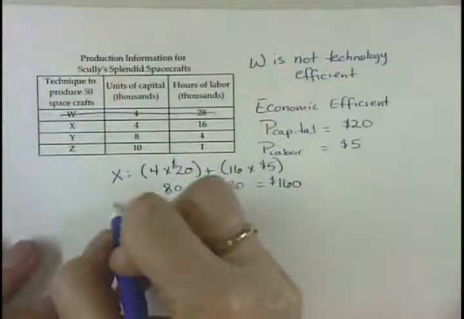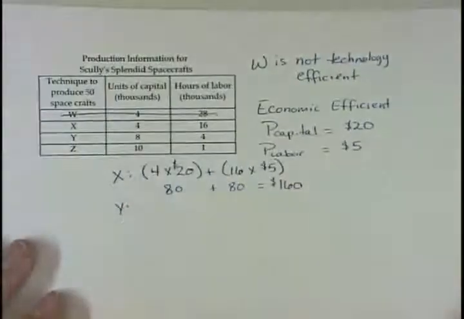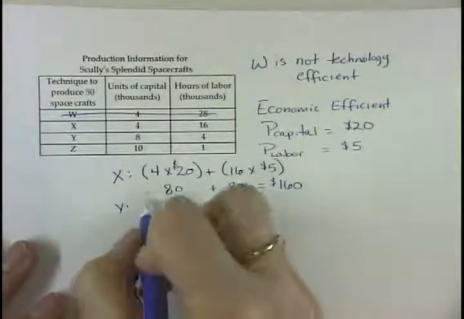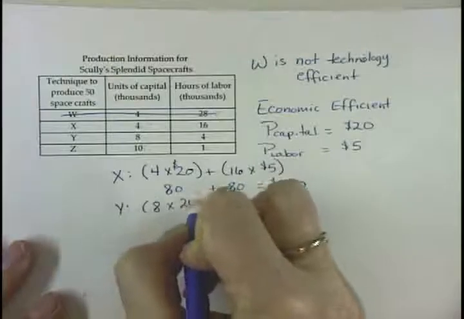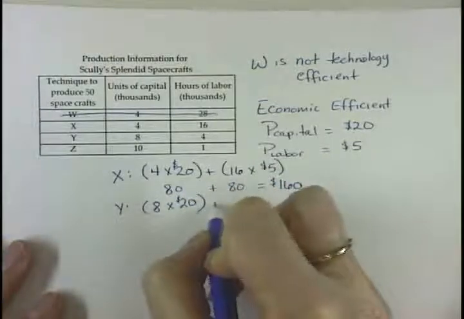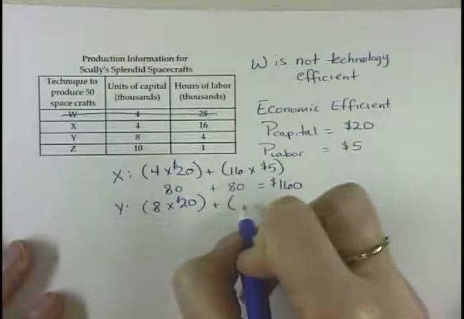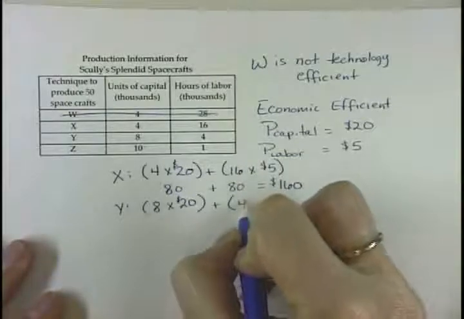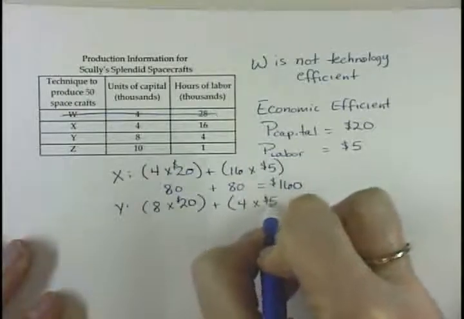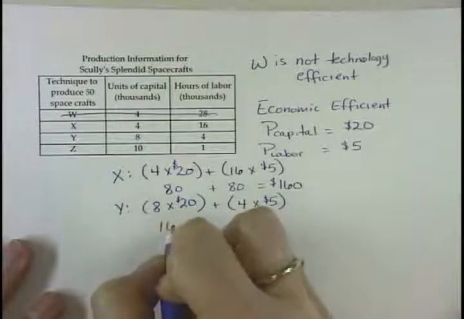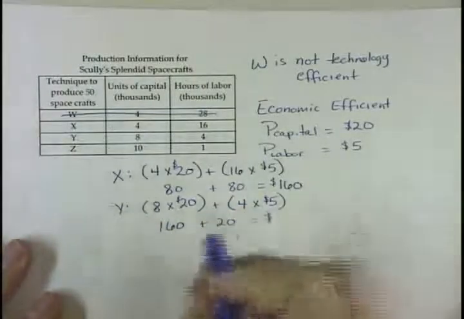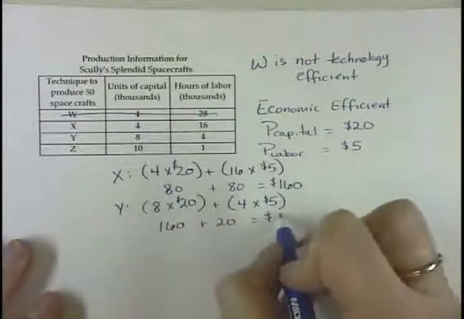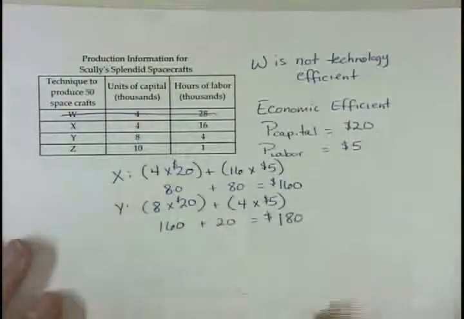Let's check it out for method Y. For Y, how many units of capital do we need? 8. The price of capital is 20. We take the number of units of labor that we need, which is now 4. Each unit of labor costs $5. So here we have 160 plus 20. The cost of production for method Y is $180.